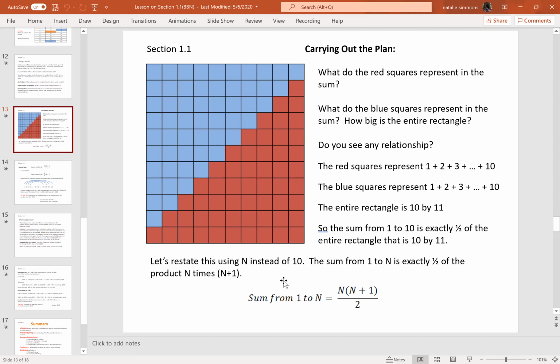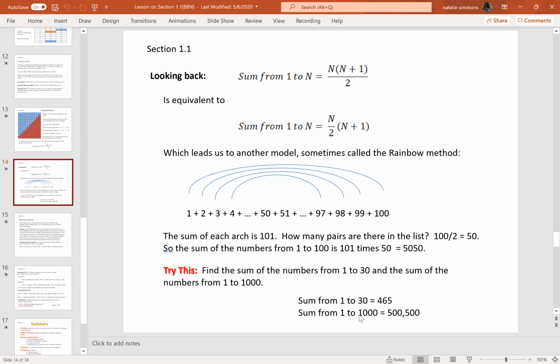And so what they're saying is they're giving you this formula. The sum from 1 to n is n, the biggest number you're looking for, times n plus 1 divided by 2. And then they're coming over here and they're showing you another model called the rainbow method.